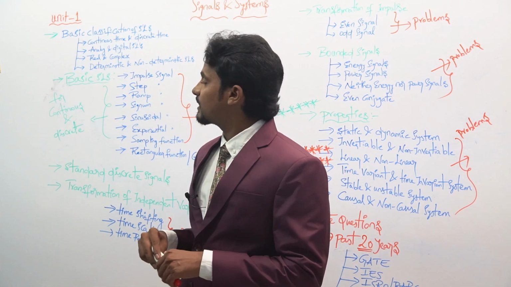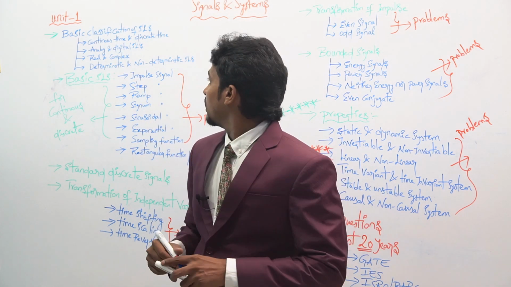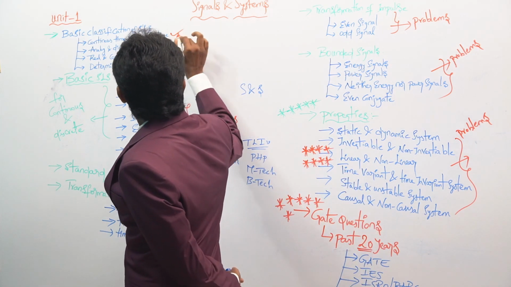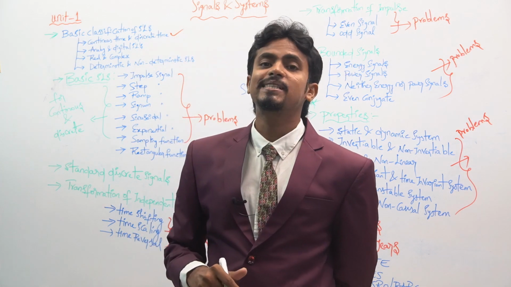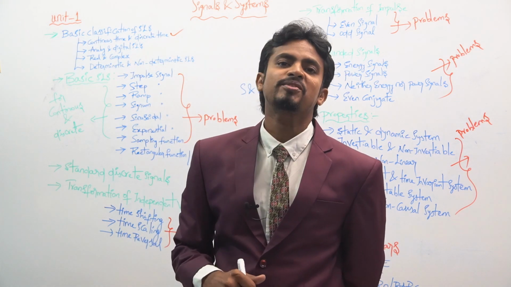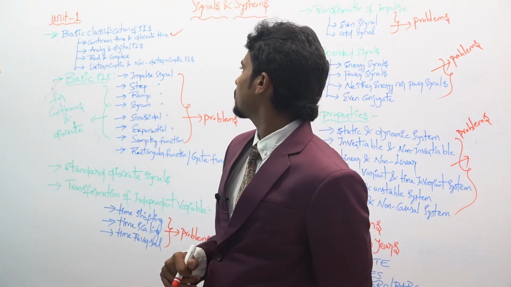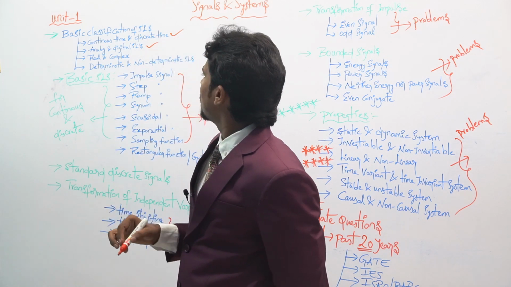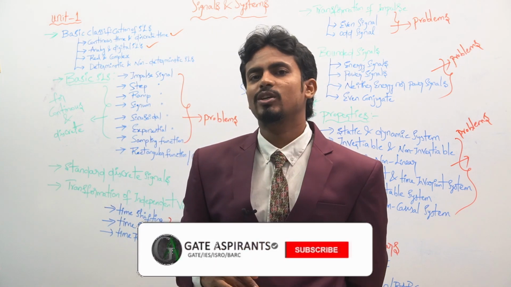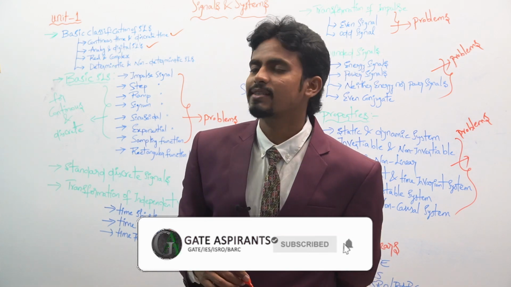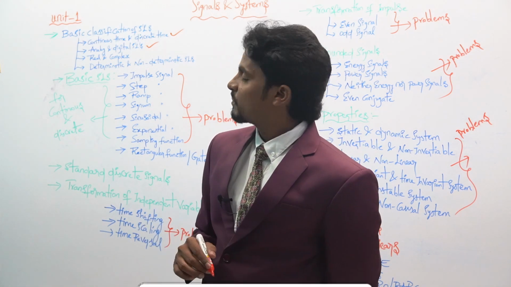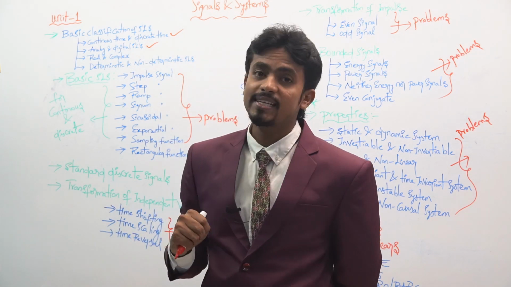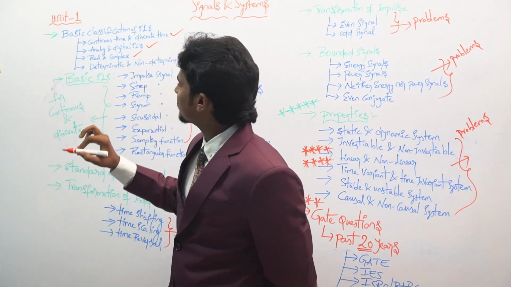The first unit is the basic classification of signals. In this basic classification of signals, we have to find the continuous time and discrete time signal. What is meant by continuous time signal and what is meant by discrete time signal? Next we move on to analog and digital signals. Many of them get confused between what is meant by analog signal and what is meant by discrete signal. We have to briefly see the analog and digital signals, as well as real and complex signals.